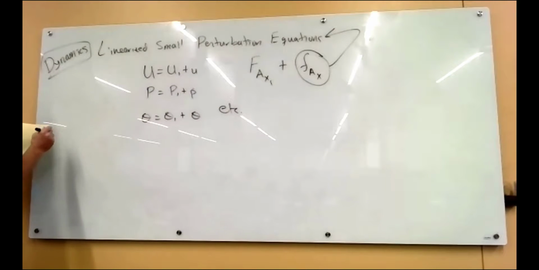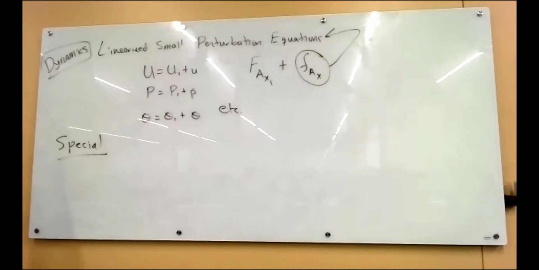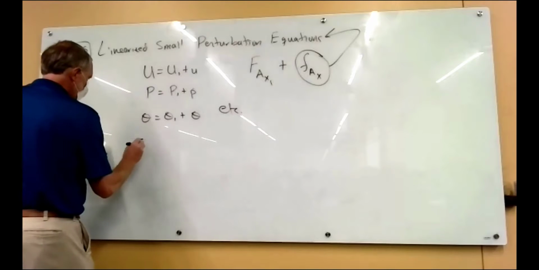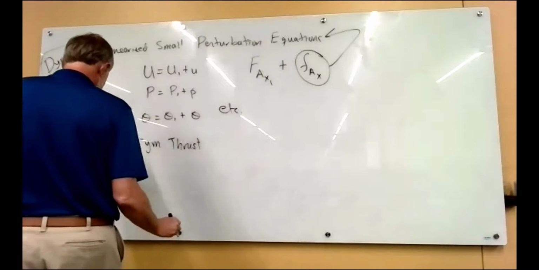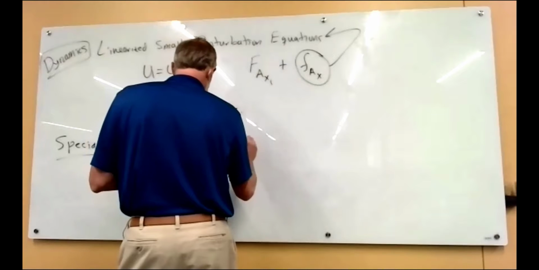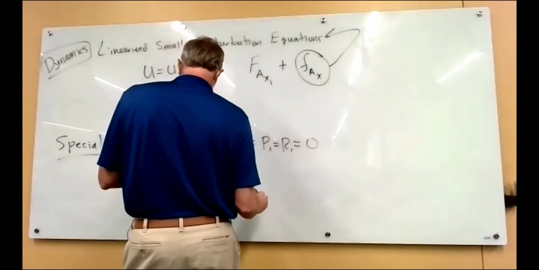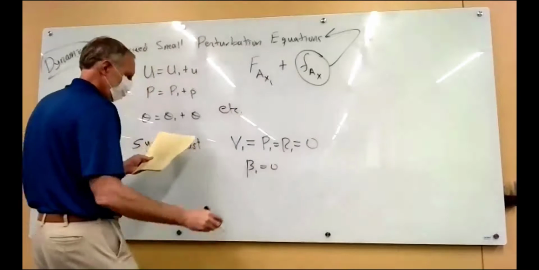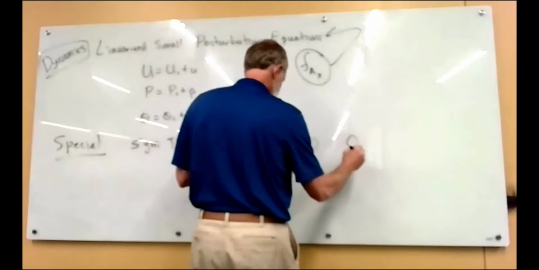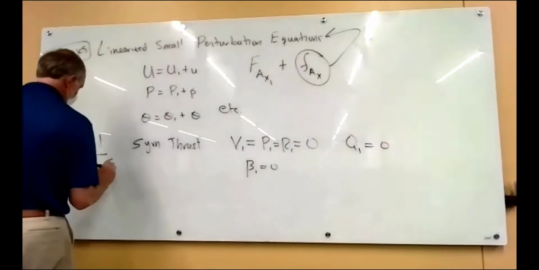All right, and we're going to specialize. There's a special case. We're not going to do all of the cases, but the case that the book does that we're going to focus on is symmetrical thrust. And it's going to be a cruise flight condition with 0 side slip. So really, we do this for the cruise case.